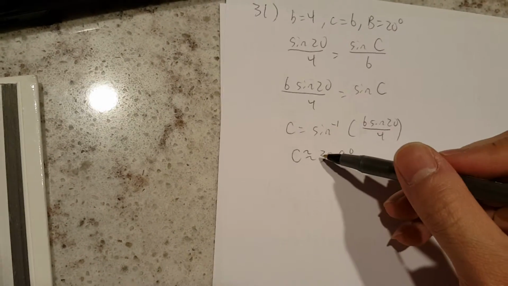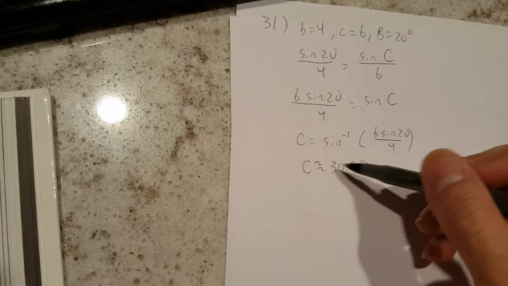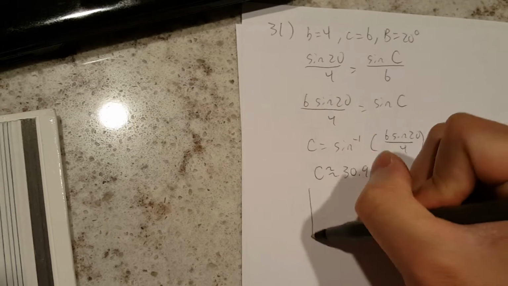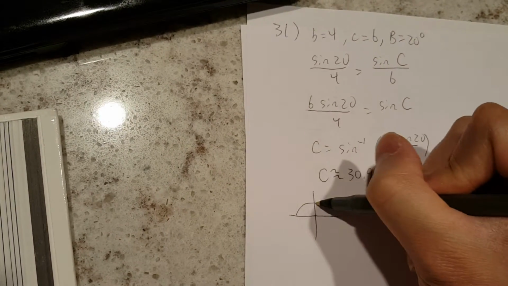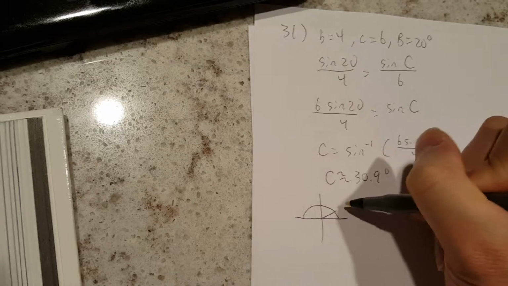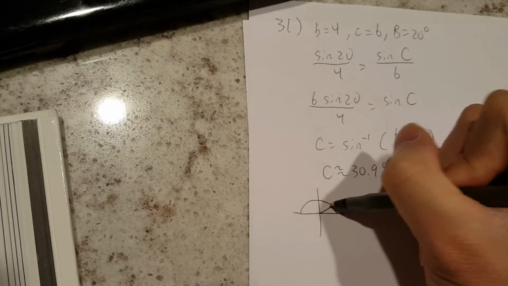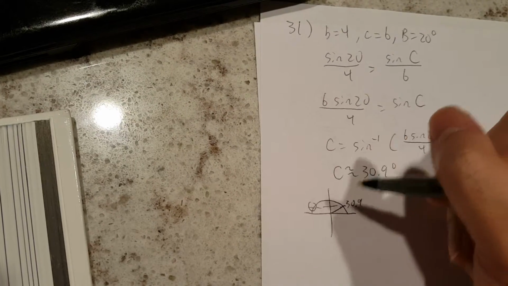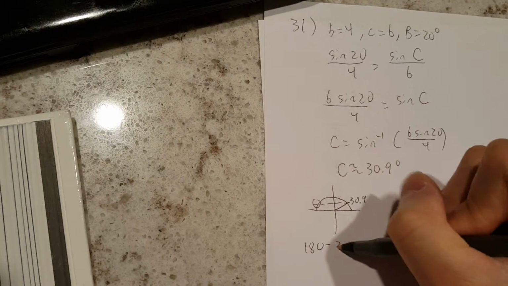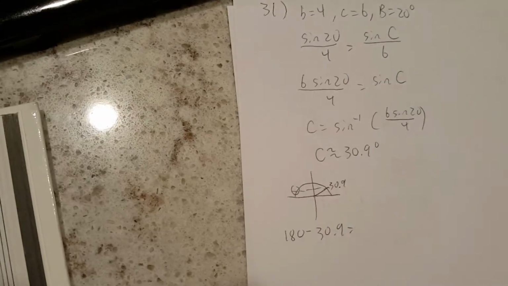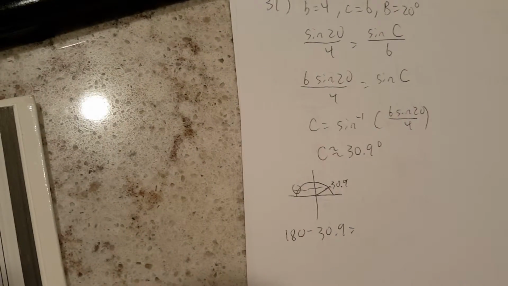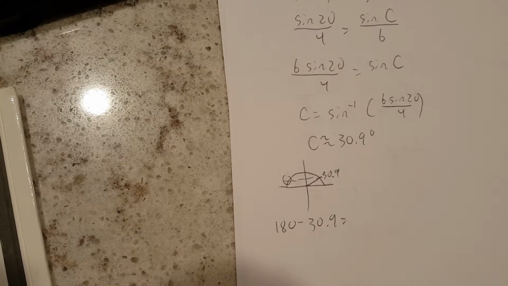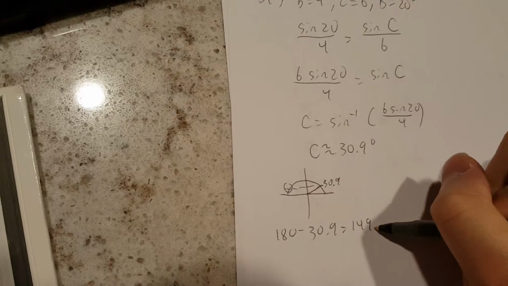Now remember, there are 2 places that can have that sine. So if I look on a unit circle again, remember, something is at 30.9 degrees. It will also have the same y value over here. How do I find that? Well, I just do 180 minus 30.9. And that gives me 149.1.